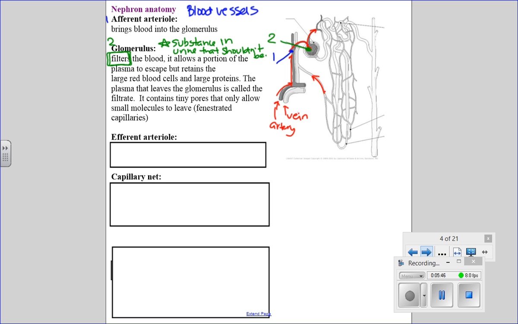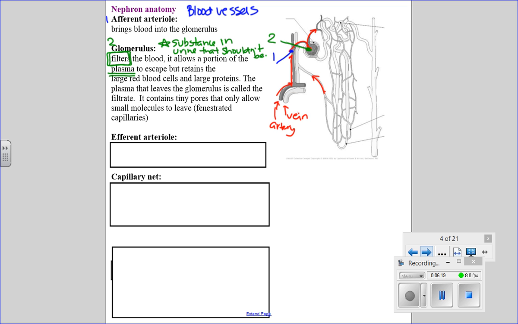So because it's filtering your blood, what it's doing is it's allowing a portion of the plasma to escape. And so maybe we'll define what plasma means. In your blood, you have two parts, basically. You have the part that has cells and the part that's basically water. The water part is the plasma part. So when we say plasma, we mean water and things that are dissolved in water.